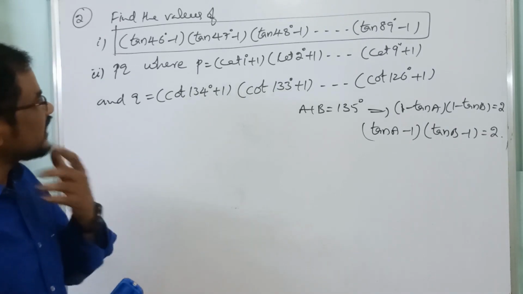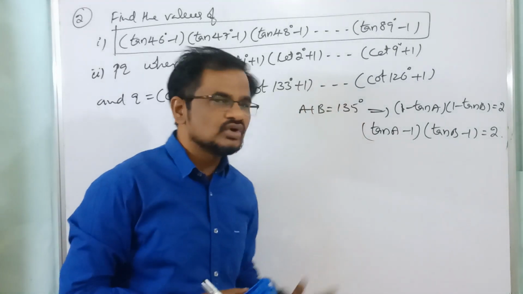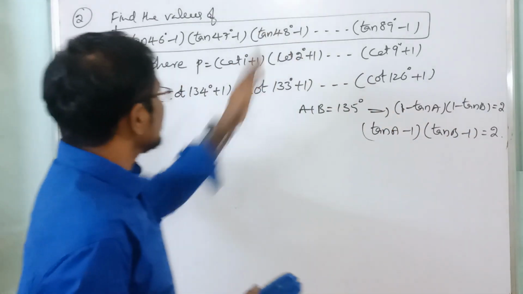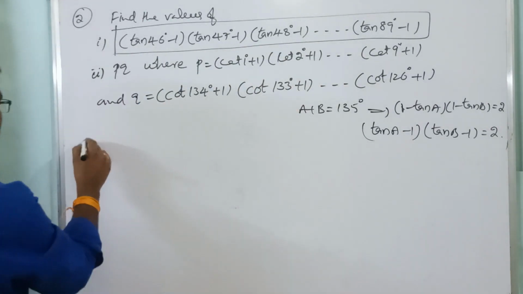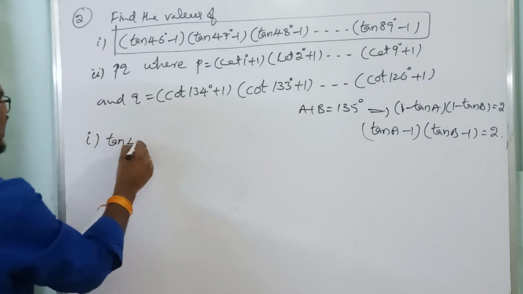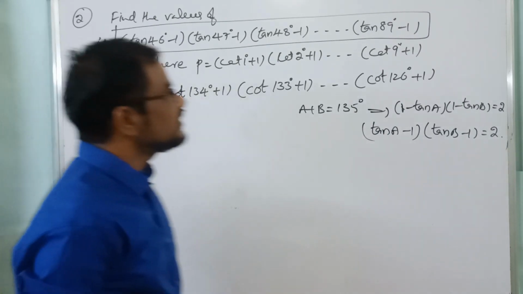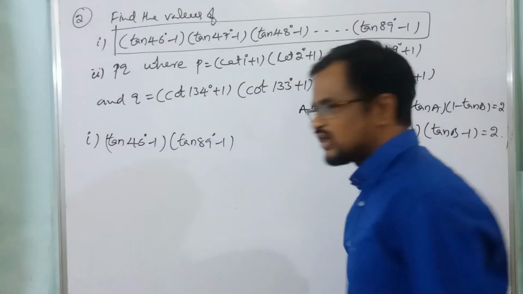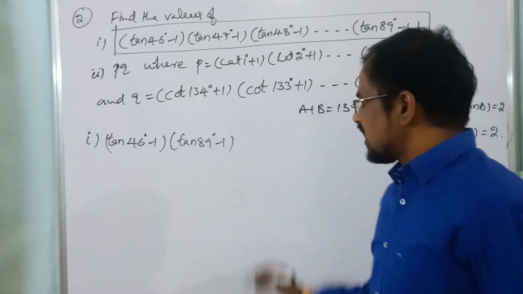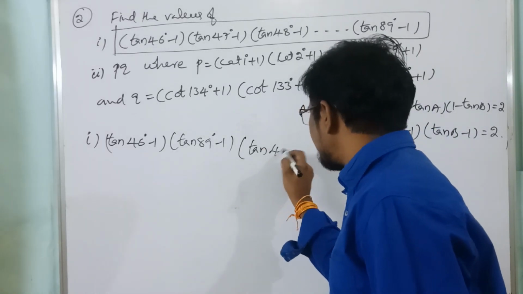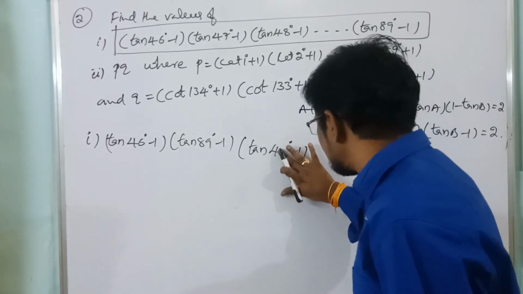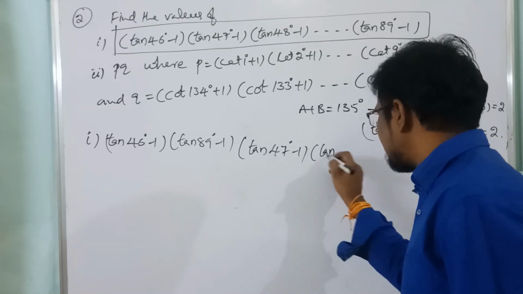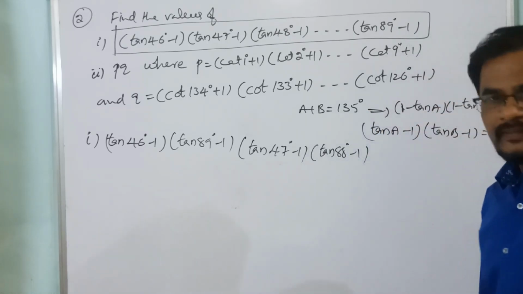Okay. Now we have to identify the pair where a plus b equal to 135 and which is in the form of tan a minus 1, tan b minus 1. For that, once you observe this series, here tan 46 degrees minus 1 into tan 89 degrees minus 1. This is one pair which gives value 2. And here, tan 47 degrees minus 1 and, if you take this one increasing and this one decreasing, tan 88 minus 1. Okay.